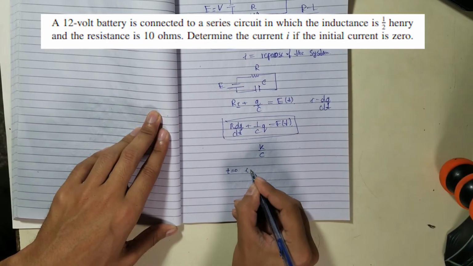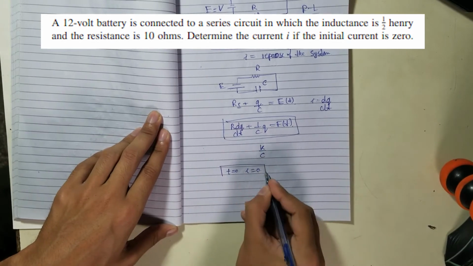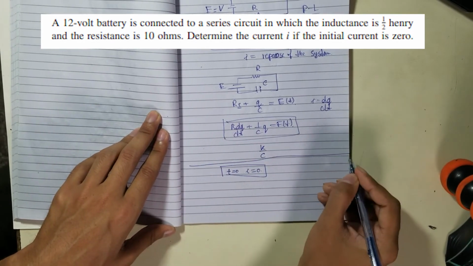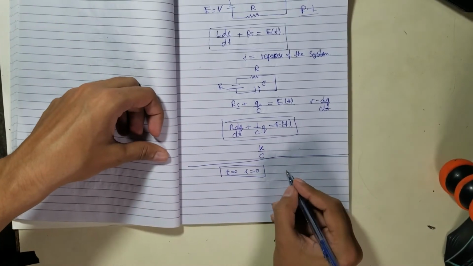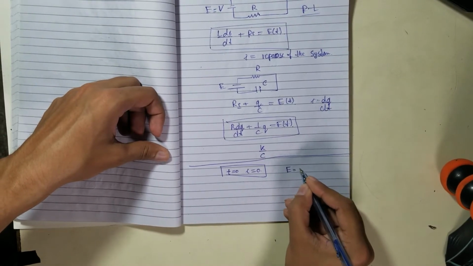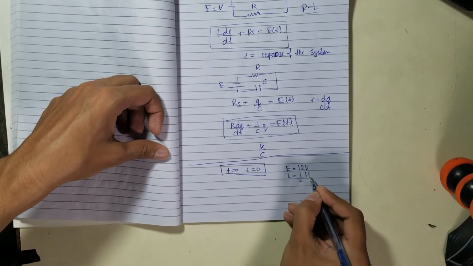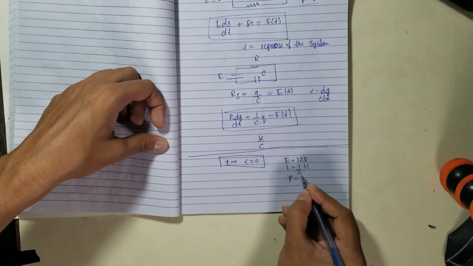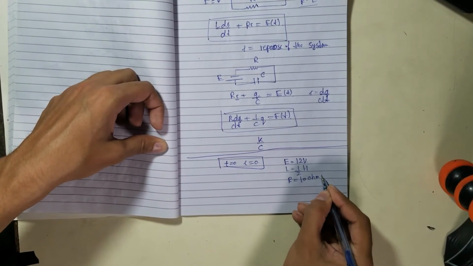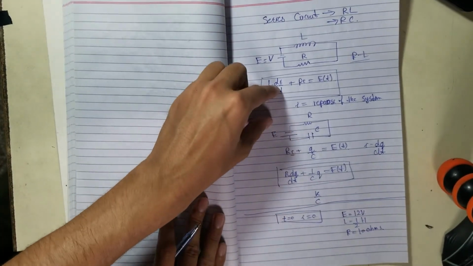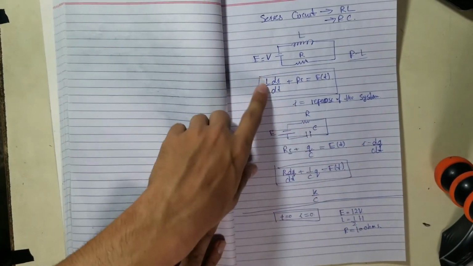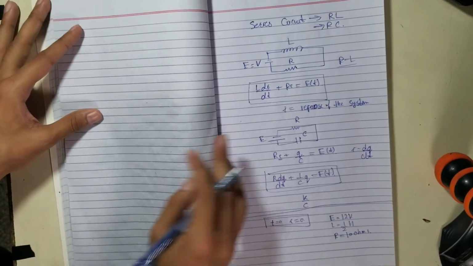Initial current is also 0. This is the condition given. What is further given is that the battery is 12 volts, our inductance is 1/2 Henry, and resistance is 10 ohms. So using this equation, putting the values of these constants into it, we can easily find the value of current.